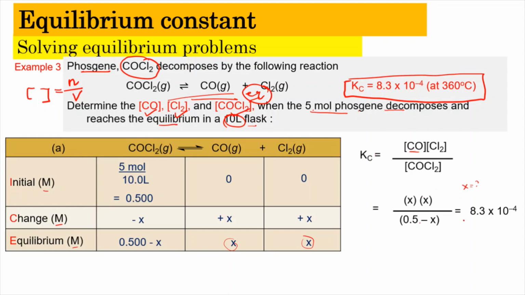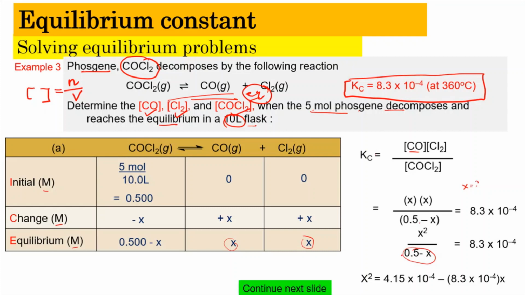Okay, so from now you can find the value of x. How can we do that? So we can get x squared divided by 0.5 minus x, and then we're going to bring this denominator to the right hand side. So you're going to get x squared is equal to 4.15 times 10 to the power of negative 4 minus 8.3 times 10 to the power of negative 4 x. So we're going to bring this term back to the left hand side in order to make a quadratic equation. So we're going to continue that on the next slide.